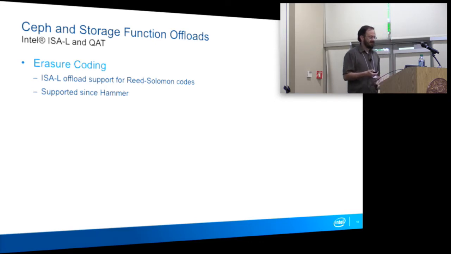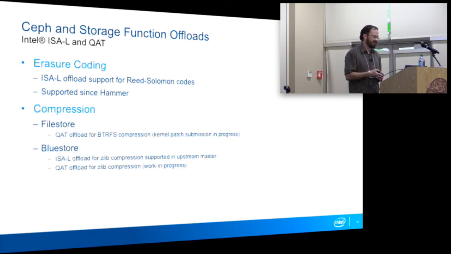So erasure coding has been integrated into Ceph since Hammer, which I think is 2 releases ago of Ceph. And so the offload for compression, ISA-L has been integrated already, and I think that's in BlueStore is where that lives. And there's various places for the QAT offload.